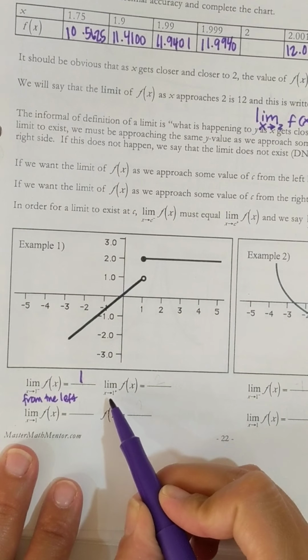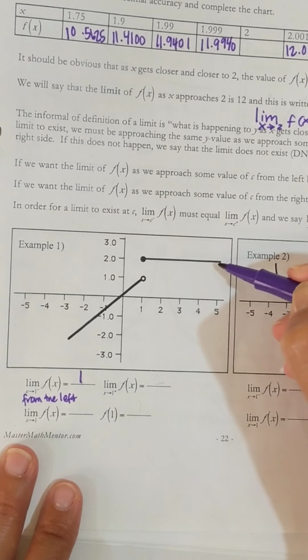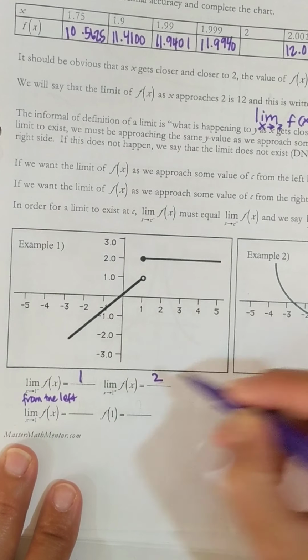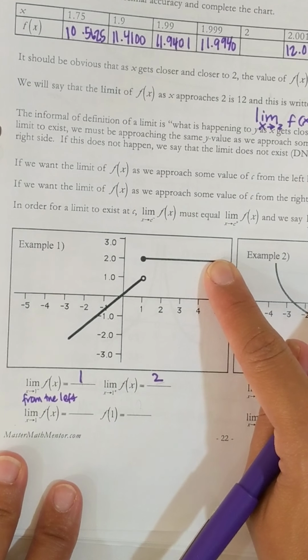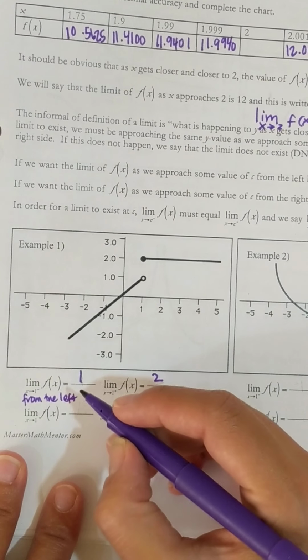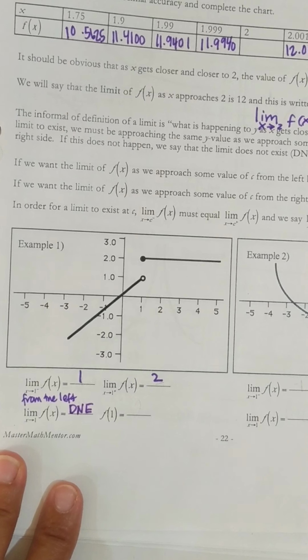Now let's check the right side. What's the limit of this function as x approaches 1 from the right? Coming from the right, at 1, the value of the function is 2. So the left side is 1, the right side is 2. The left and the right side are not equal, right? They're not the same, so therefore the limit at 1 does not exist.